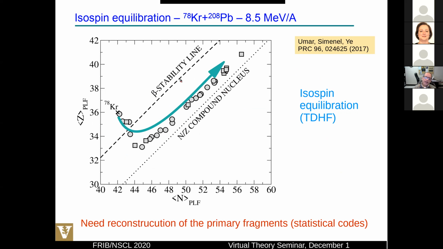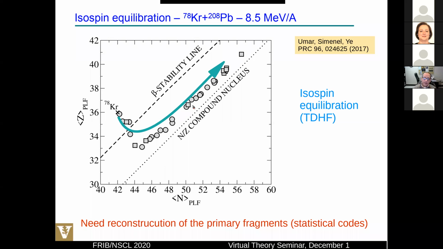So this is the beta stability line, and this is the N over Z of the compound nucleus, which is like 1.42 or something like that. But they never reach there. They never reach the compound nucleus N over Z value.